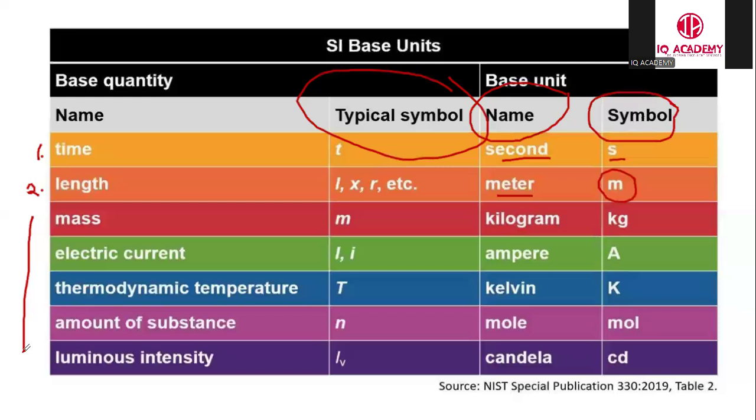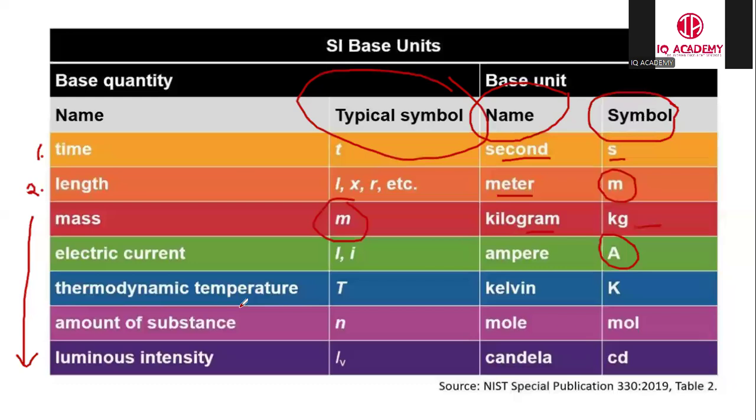We have the mass, represented by an m, and the base unit for mass is the kilogram, famously known as kg. Then we have electric current, which is measured in amperes, and their symbol is a capital letter A. Then we have thermodynamic temperature, which is measured in kelvins. That's the standard unit for temperature when you come to physics and chemistry.